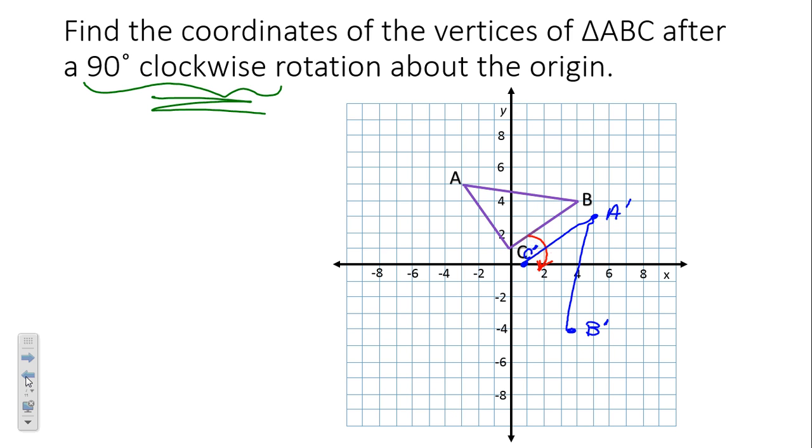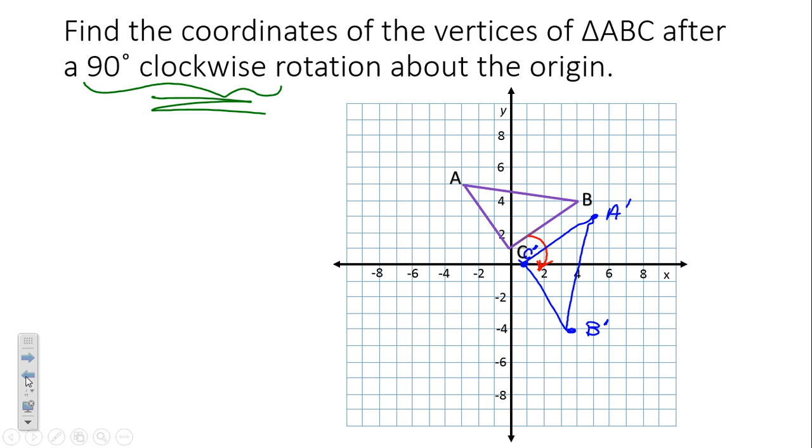This was 90 degrees clockwise. Okay? 90 degrees clockwise. So when you turn it, you only want to turn it this far. Which one were we on? Actually, you want to turn it this way. So we were here. B is now going to be this far over, this far down. Okay?